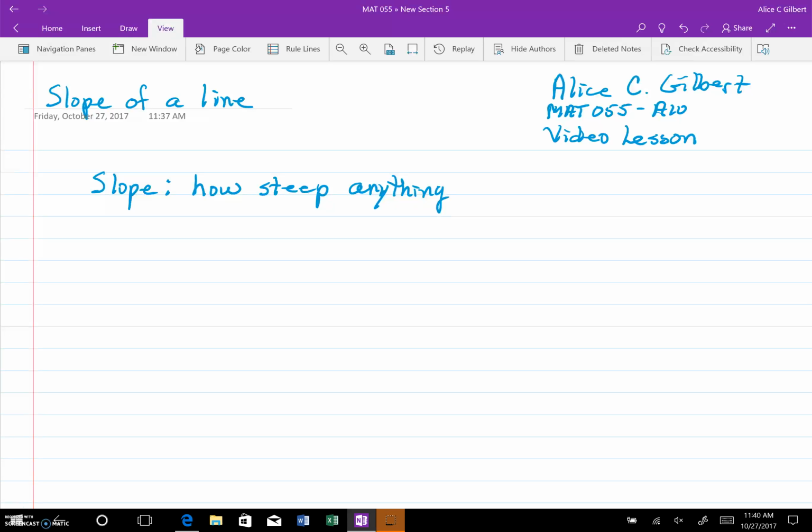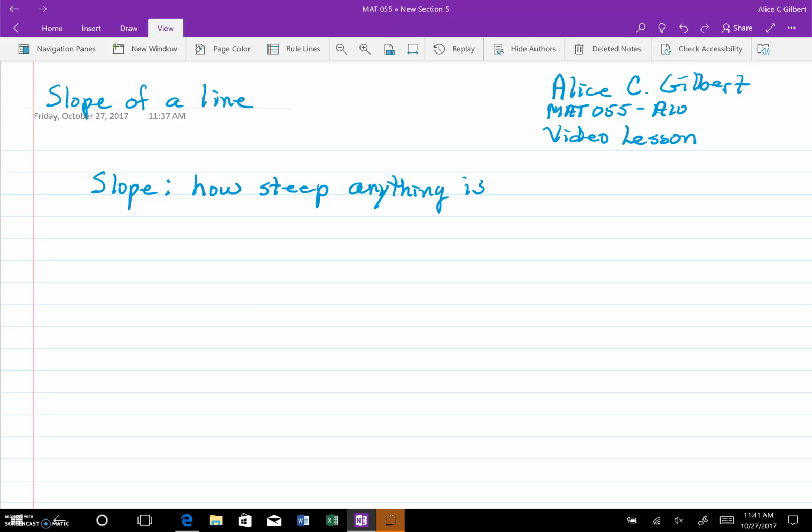Okay? So all you need to know is slope means how steep anything is. And the reason I say specifically anything is, again, we aren't talking about just math. Slope is everywhere in the world.